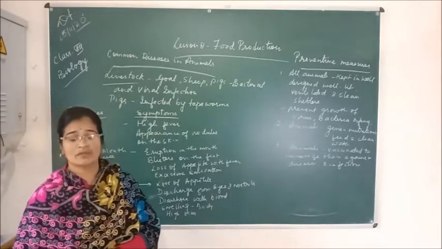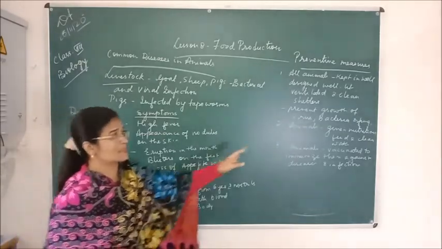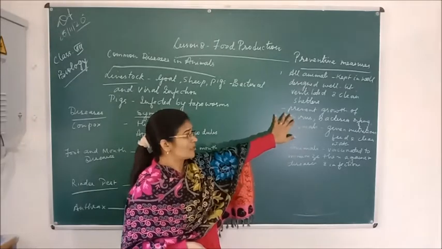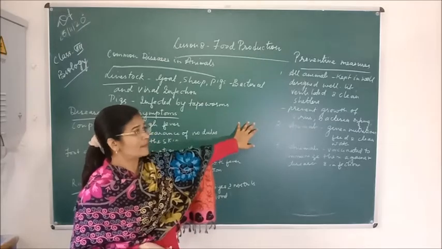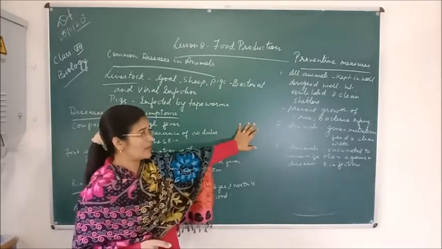Because of the sufficient sunlight, the growth of virus, bacteria, and fungi will be prevented, because they get killed due to the sun rays. So their shelters should be neat and clean, well ventilated, and well lit.